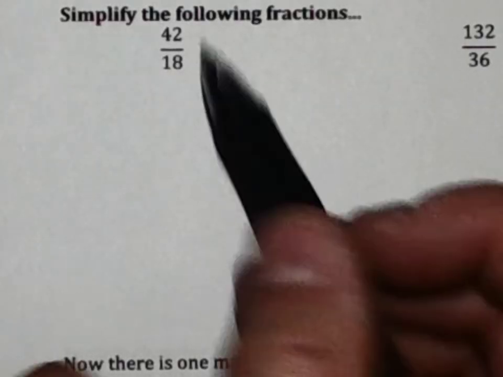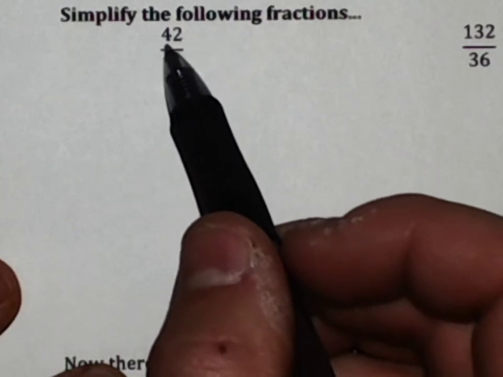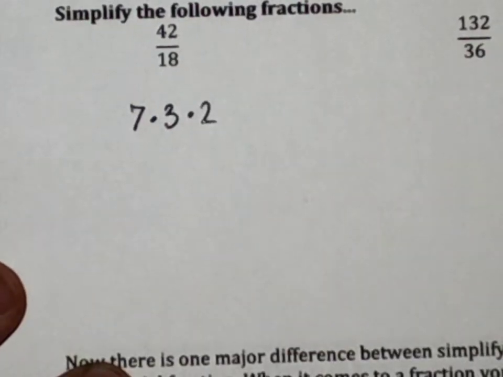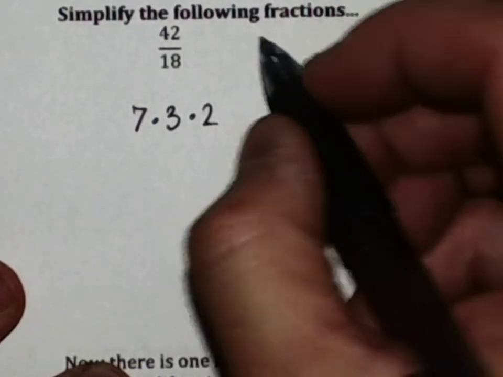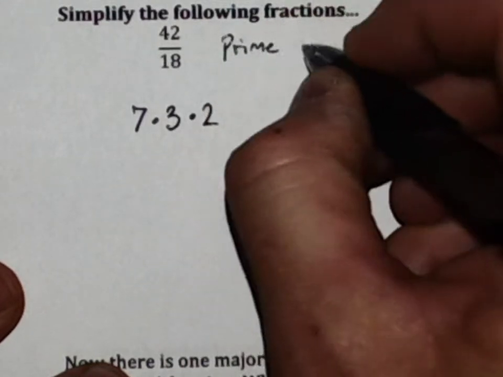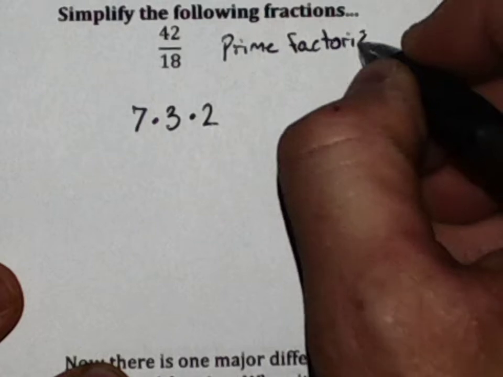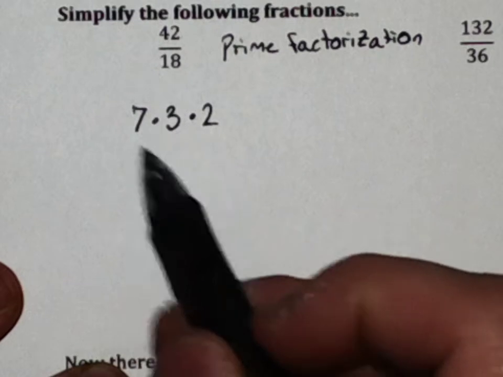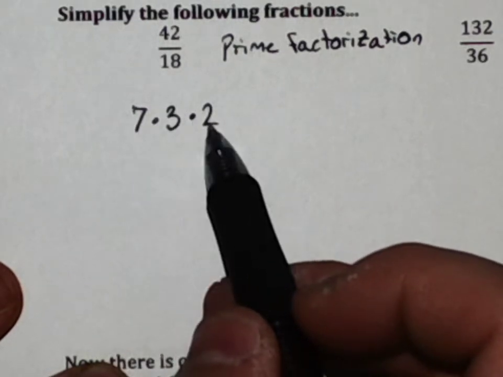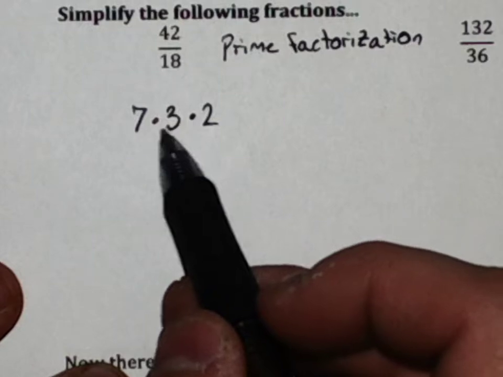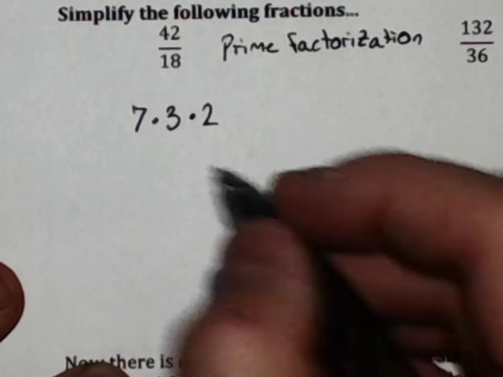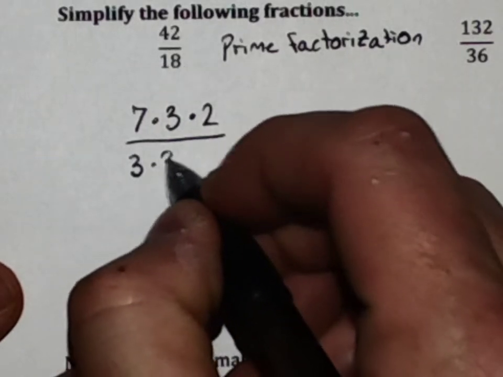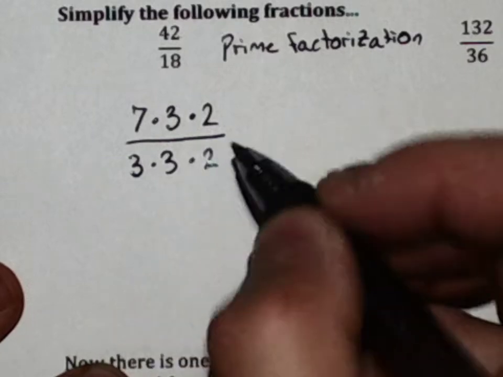Well, we're going to write out what 42 is. 42 is 7 times 3 times 2. This is called a prime factorization. We rewrote 42 down to the smallest numbers that divide into it. 7 times 3 is 21. 21 times 2 is 42. Then we can do the same thing with 18. 18 is 3 times 3, which is 9, times 2.